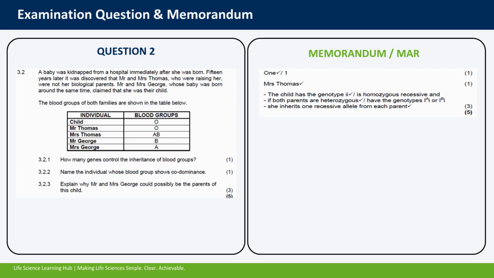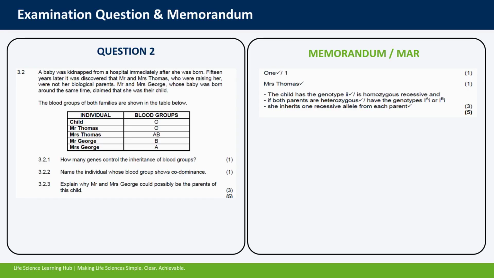Okay. If you look at the last question, this is where learners usually lose marks because they don't really explain properly. And remember, this question has the verb explain. Explain why Mr. and Mrs. George could possibly be the parents of this child. And remember, on our summary, we had the little block at the bottom that explained what possibilities could result in a baby with type O blood. And that's exactly the scenario we have to apply here.